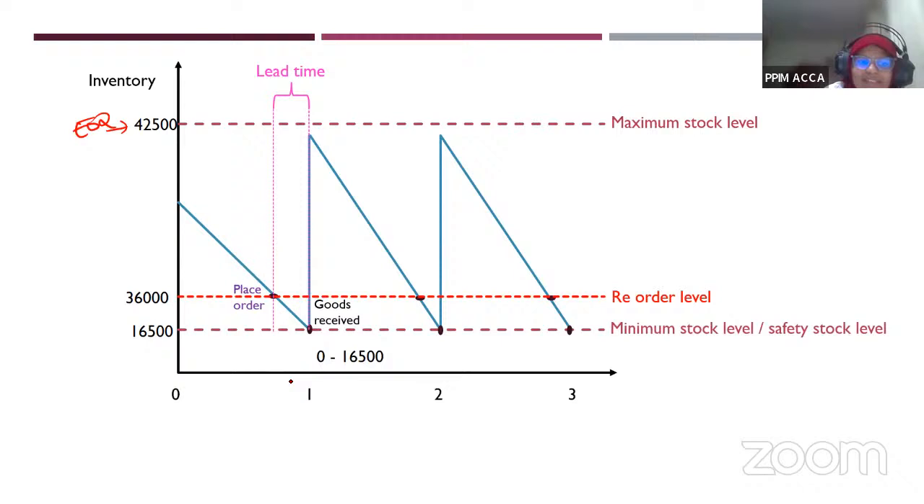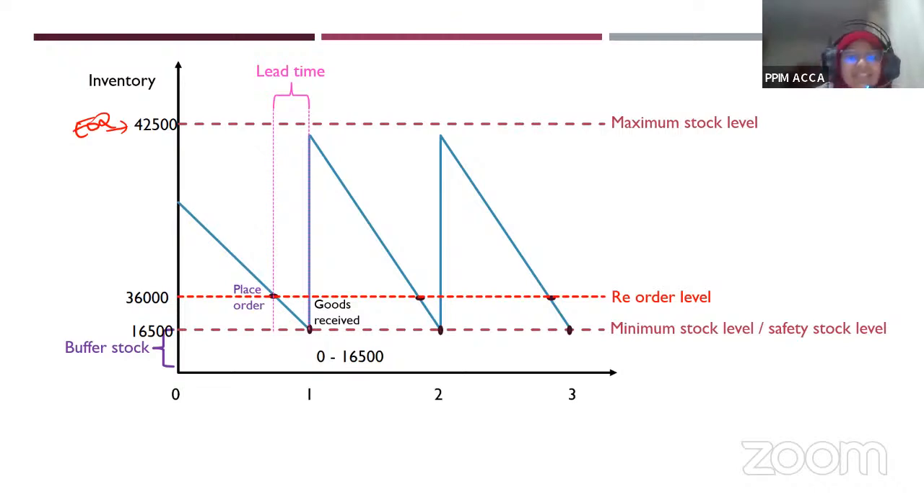And the 16,500, basically beyond this, your inventory never falls. So that is called the minimum stock level. And 0 to 16,500, that is called your buffer stock. That is a stock that we keep in case of some unforeseen event.